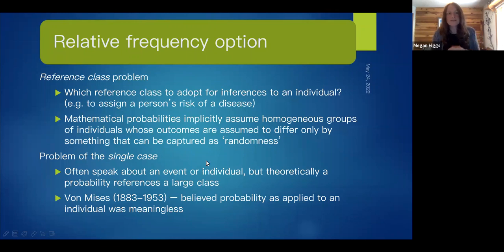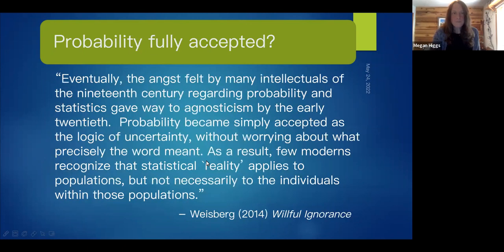And actually von Mises, who did a lot of work on this in history too, believed that probability as applied to an individual was actually meaningless. And there are others who hold that view as well. So probability is definitely not fully accepted, I don't know if that's the right word. Maybe I should have said just fully agreed upon. There's just a lot of unsettled work around it.